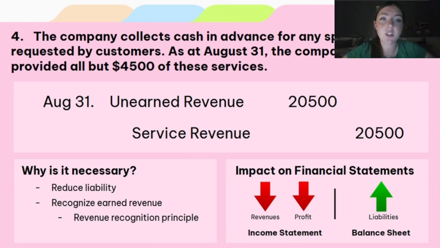I got the magic number of 20,500 from subtracting 4,500 from 25,000. Then I debited the unearned revenue account to recognize the revenue that we completed and remove it as an obligation. And finally, I credited the service revenue to actually recognize what we did and put it on the income statement.